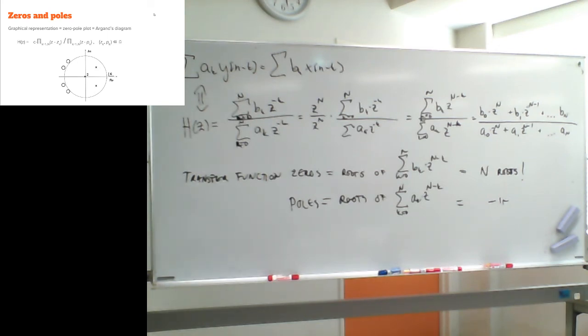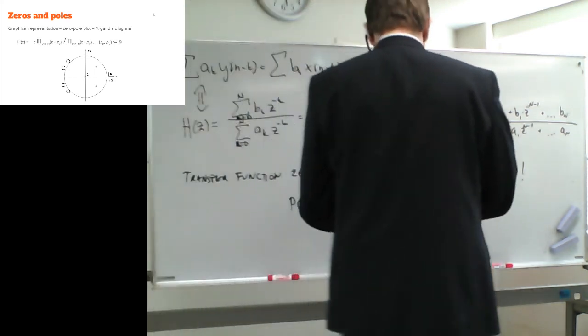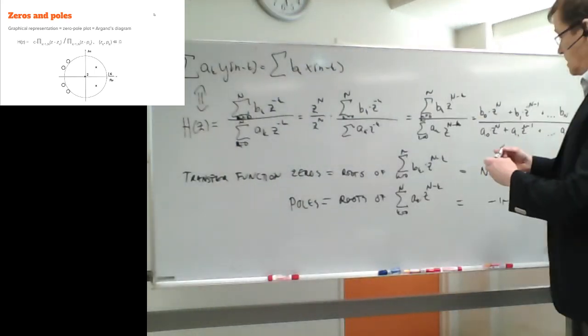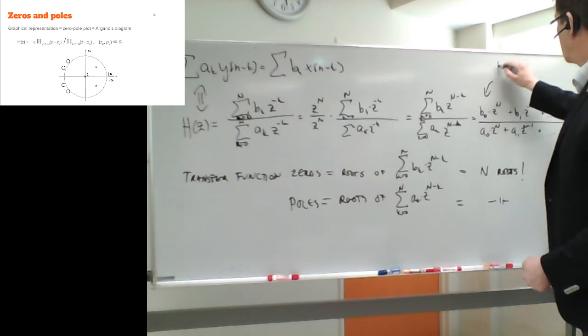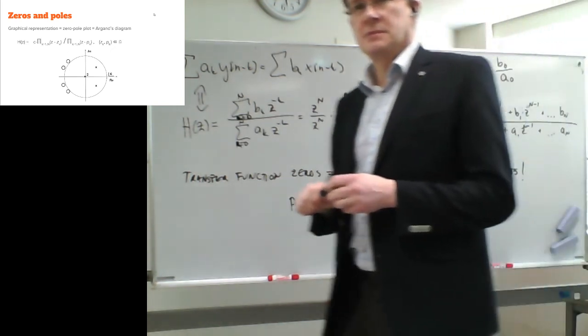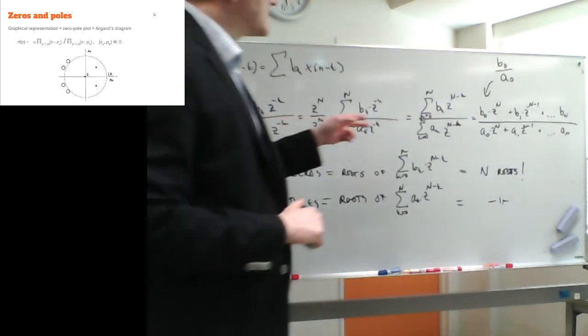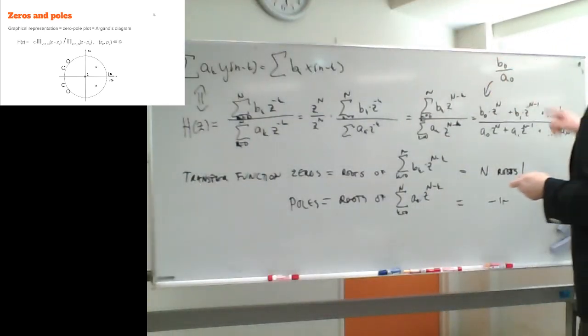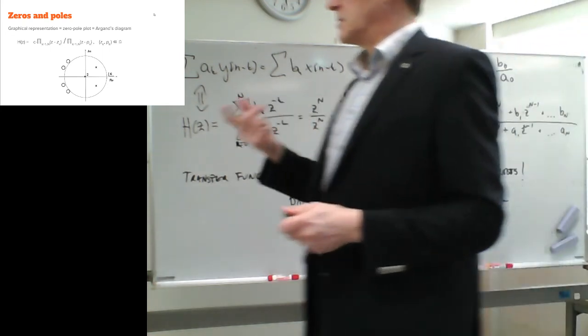Poles are marked with crosses, and if you have a multiple pole or multiple zero, you put a number for how many of them there are. This also plays into the total gain of the system. Total gain is the same as B0 divided by A0, the highest polynomial coefficients, and that defines the total gain here.